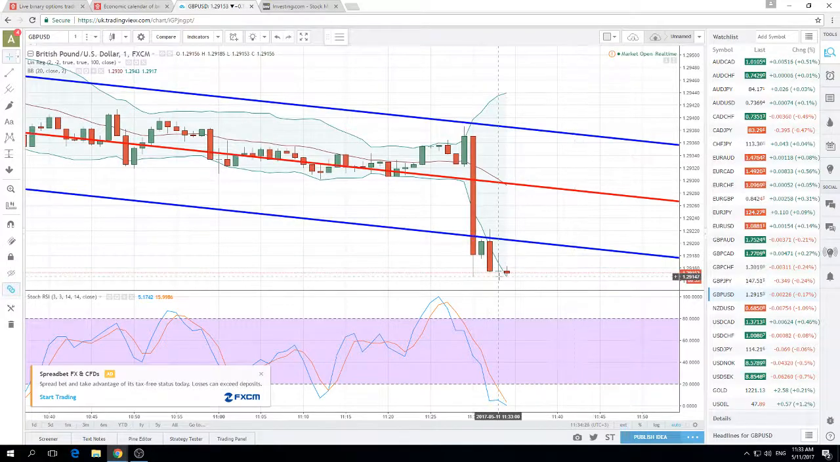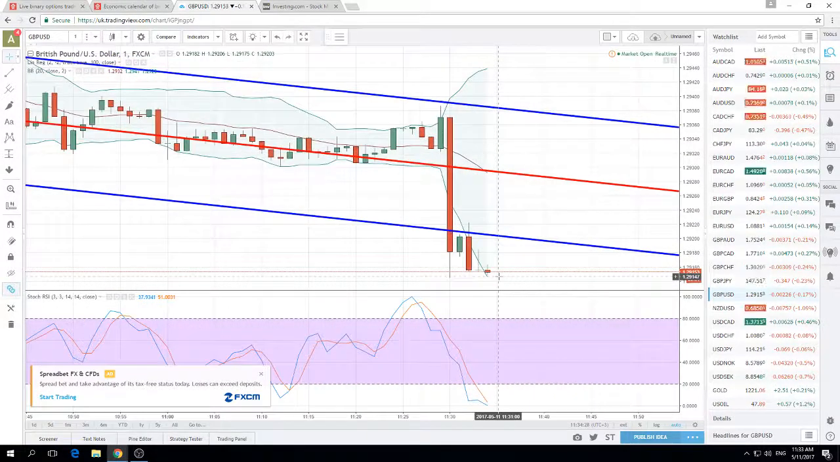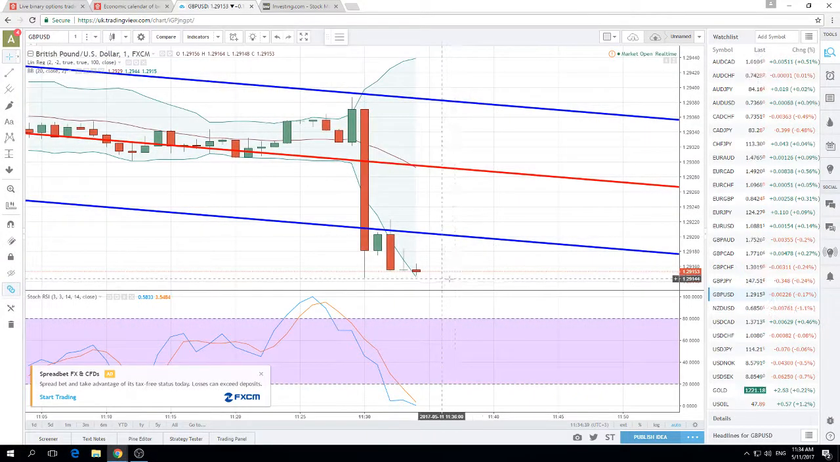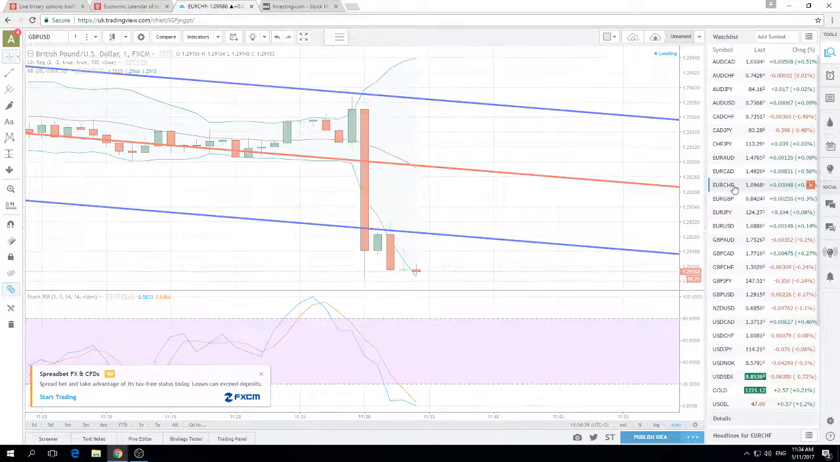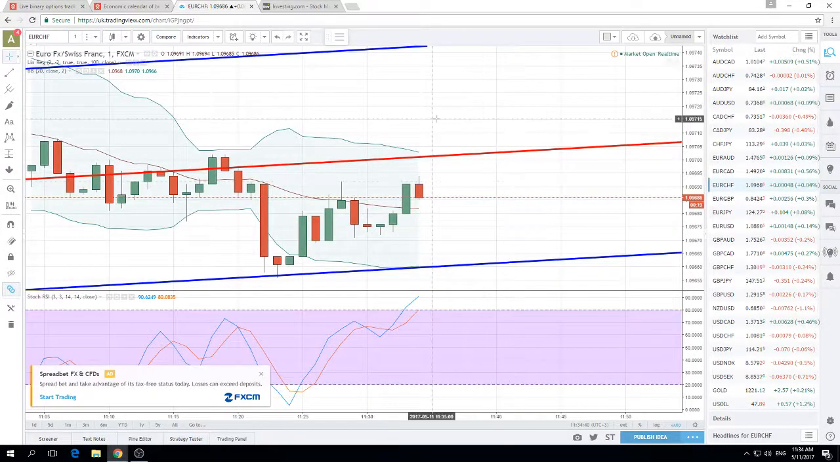Well, there is some probability of the continuation, at least for a bit, of the negative movement for the British pound. So currently I'm not sure whether I should open the trade or not. So I will switch to something else.